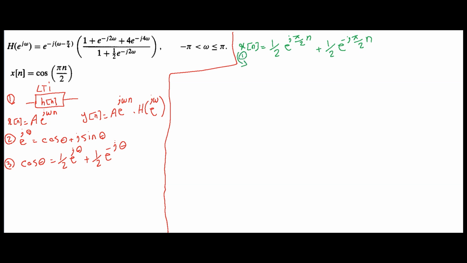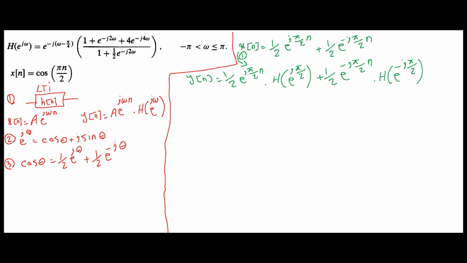Now, using the first point, we can write y[n] as 1/2 of e to the power of j pi n over 2 multiplied by H(e to the power of j pi over 2) plus 1/2 of e to the power of minus j pi n over 2 multiplied by H(e to the power of minus j pi over 2). Now, in order to obtain y[n], we need to compute H at e to the power of j pi over 2 and H at e to the power of minus j pi over 2.